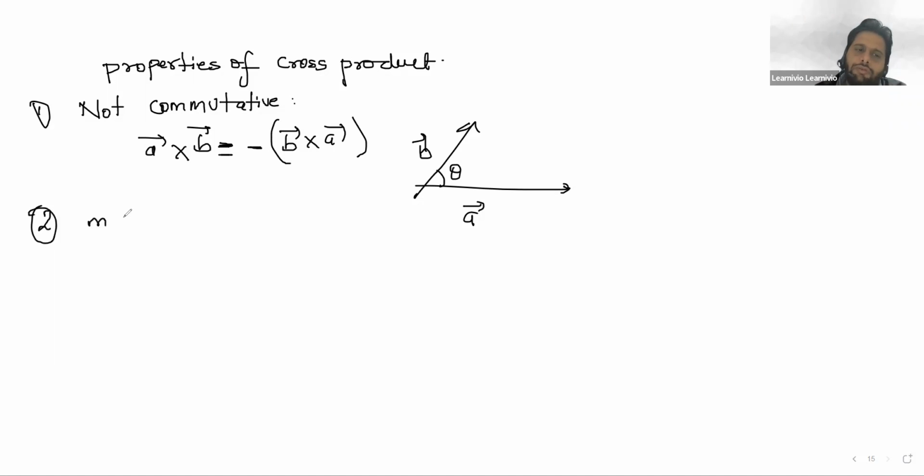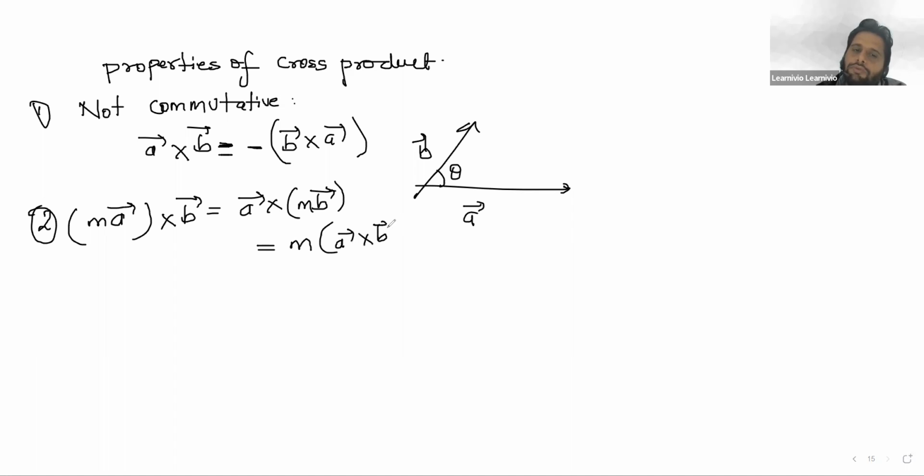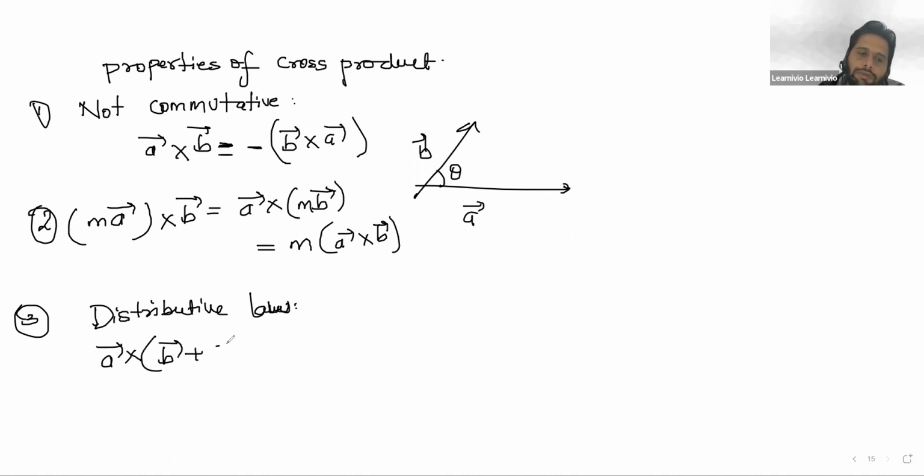Second property: suppose you have a vector A, and it is getting multiplied with m, where m is any scalar quantity. You can shift this m to anywhere. You can shift it with B, and you can also write it like this, mA cross B. It's your wish, you can write it anywhere. Third is the distributive law. A cross (B plus C) is equal to A cross B plus A cross C. These were the three properties you have to do.